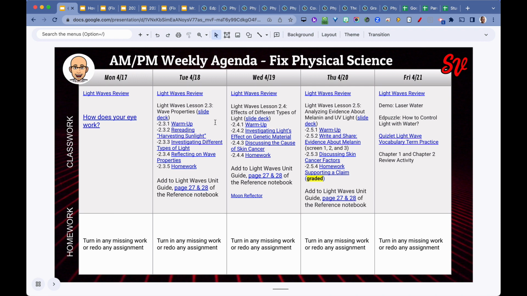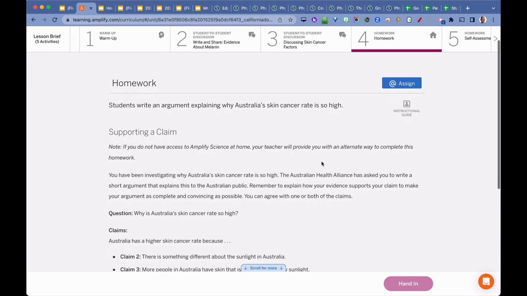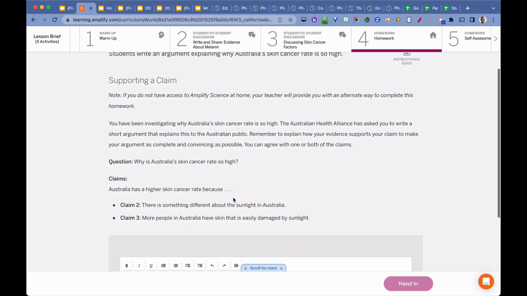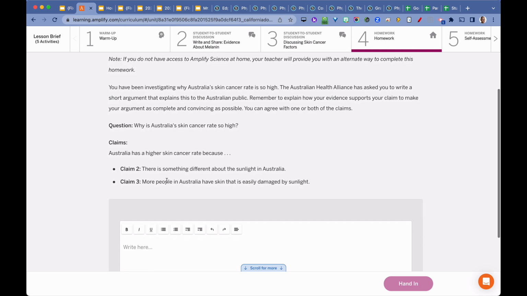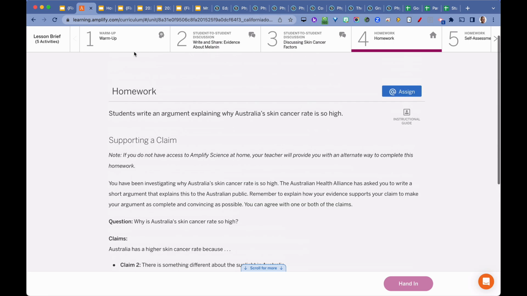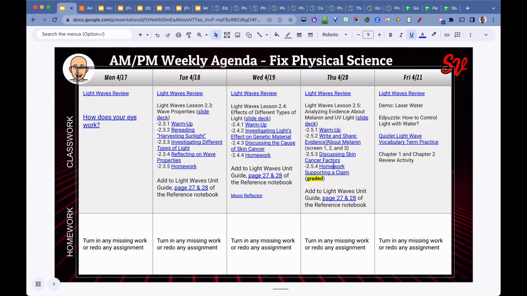Then we did light waves lesson 2.3, 2.4, 2.5 on Wednesday and Thursday. And we did a graded assignment. So let's take a look at that graded assignment. Students had to answer the question, writing a scientific argument: why is Australia's skin cancer so high? They could have used claim 2, claim 3, or both, and use the evidence that we have gathered in the past activities, activity number 3 and 2, and use reasoning from the modeling tool that we've been using to write it. That was a graded assignment worth 10 points.